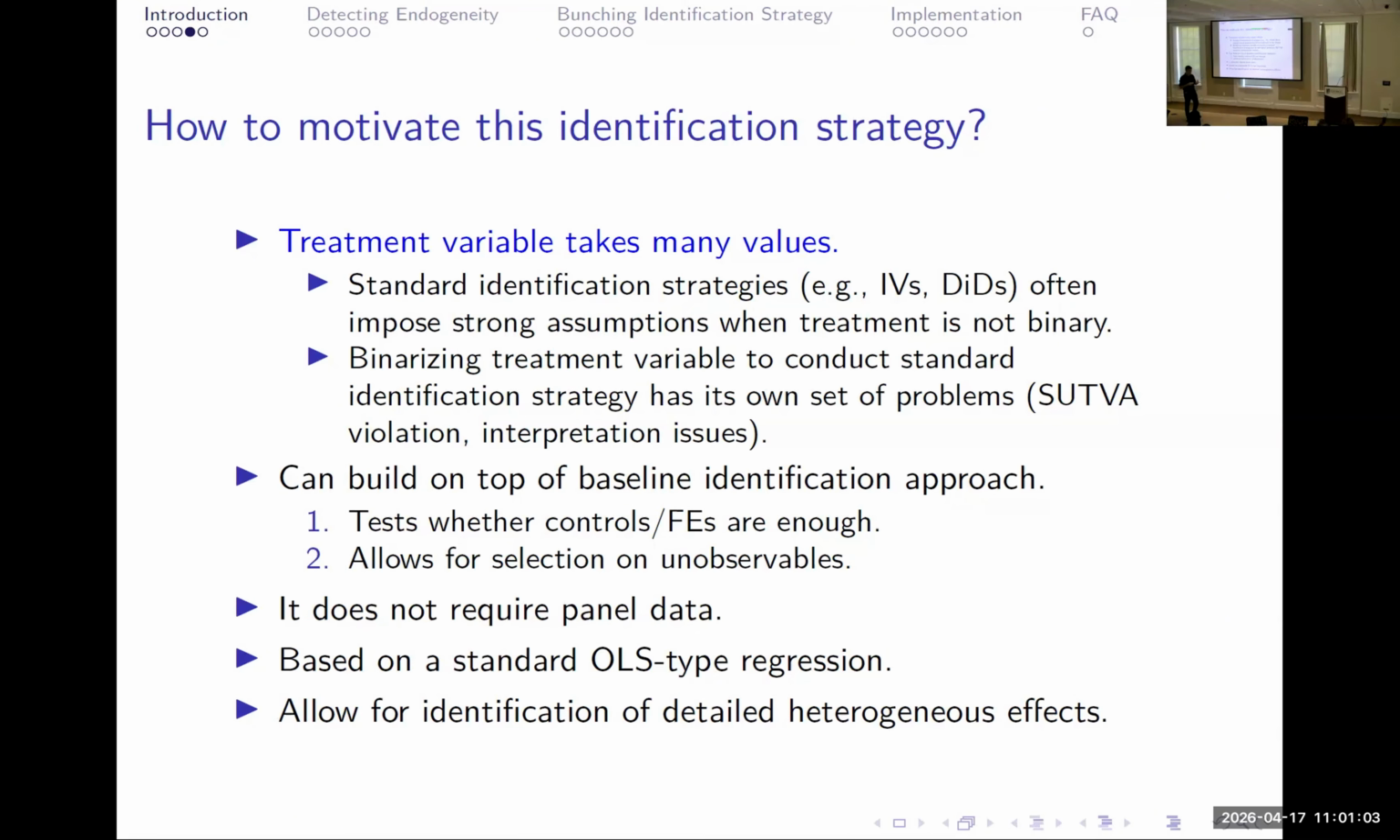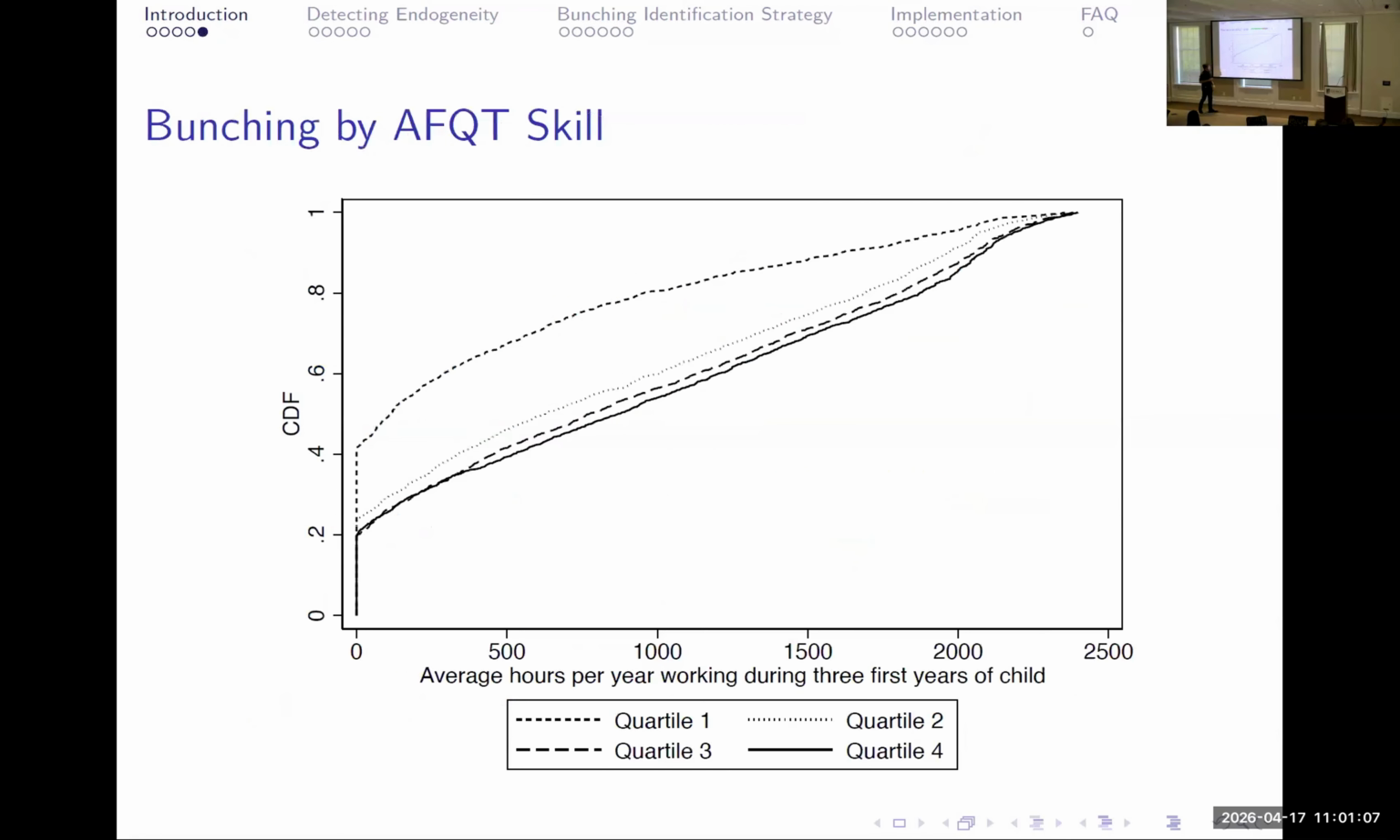You will see, and let me give you an example right here. This is the same CDF plot I showed before, but for 4 different groups of the population, depending on the skill of the mother. So you can see that you do find bunching essentially everywhere for those 4 types, although of course some bunching is more pronounced for some groups versus another.